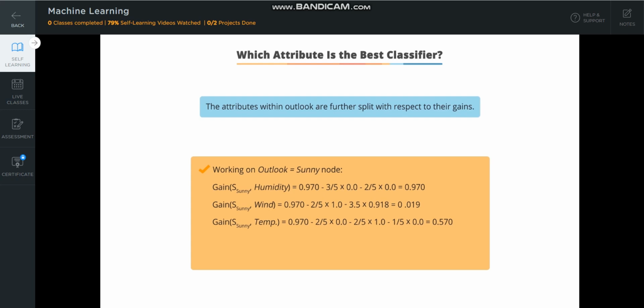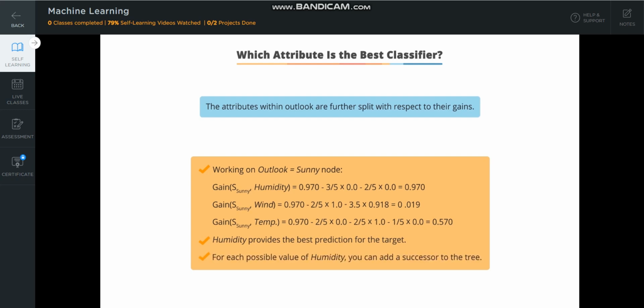Gain of S sunny temp is equal to 0.970 minus 2 over 5 into 0.0 minus 2 over 5 into 1.0 minus 1 over 5 into 0.0 is equal to 0.570. Humidity provides the best prediction for the target.